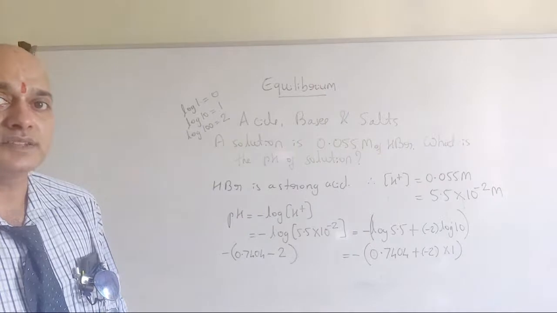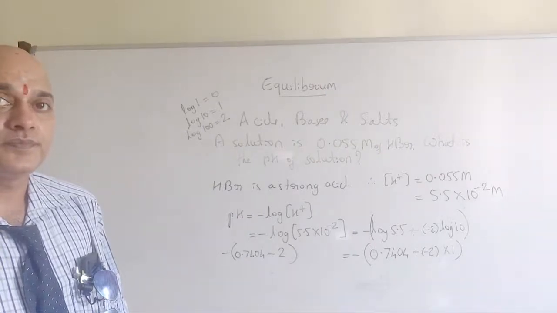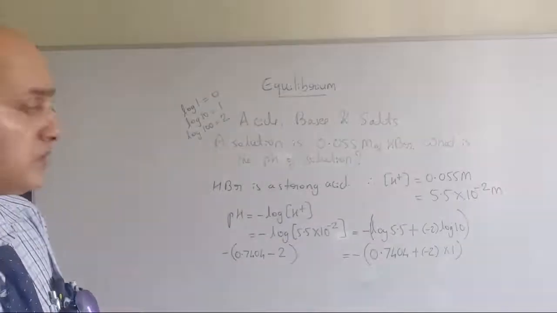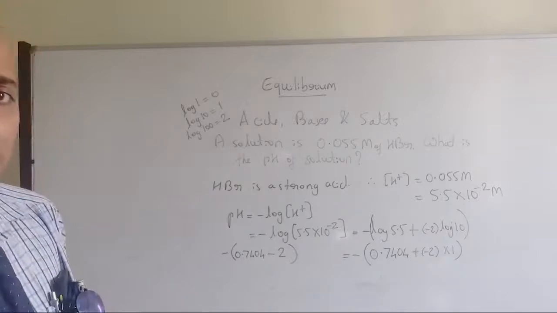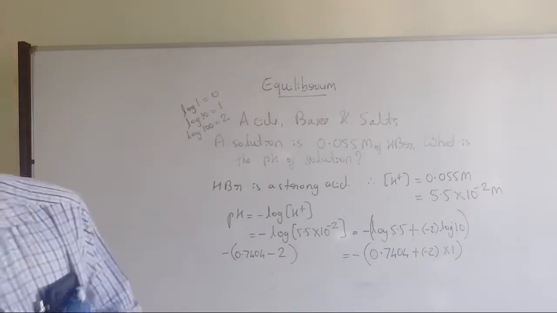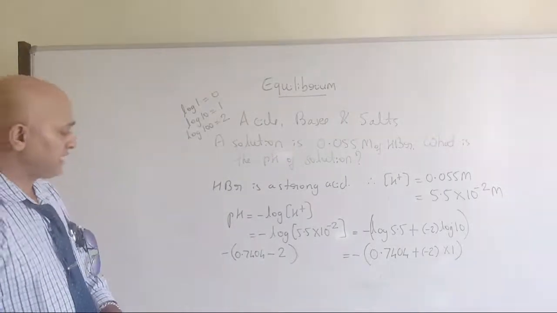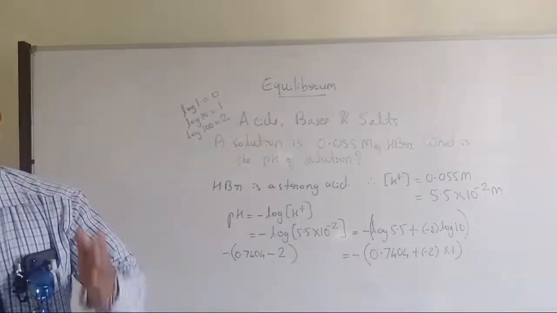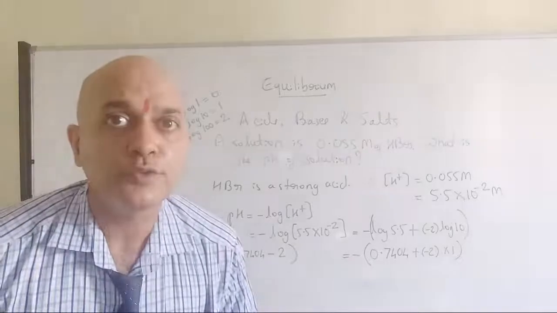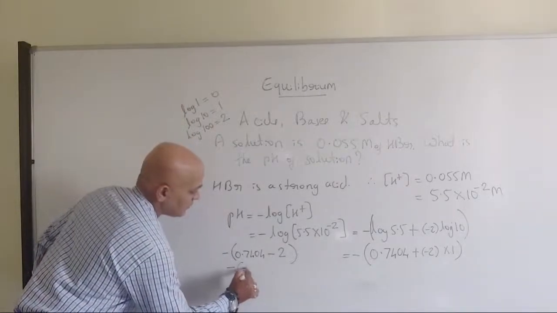What will be the answer? Point 7404 minus 2. Okay, 1.25. You can stop it there. 1.25, absolutely correct, or you can have the further decimals also. Okay? Minus 1.2596. Okay, fine.